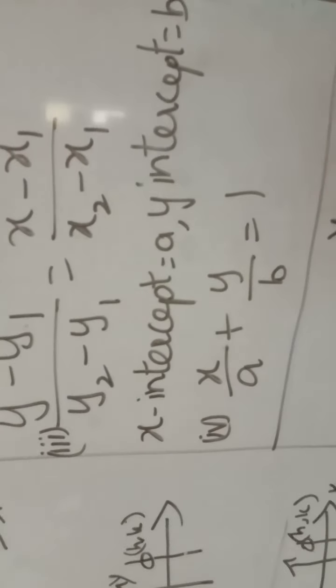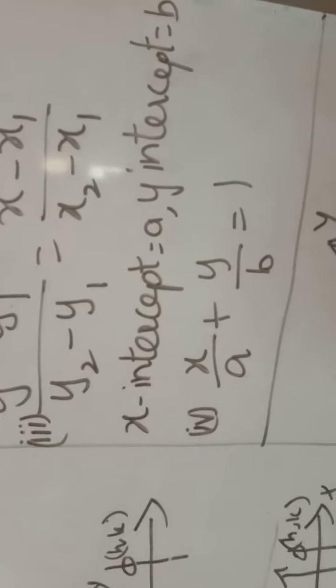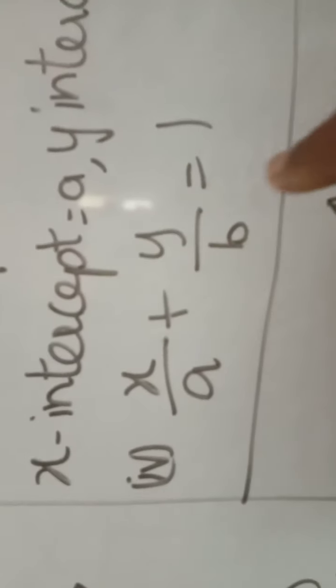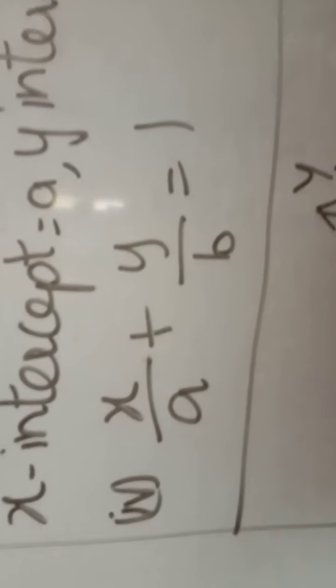Next, x-intercept A, y-intercept B. If x-intercept and y-intercept alone are given, this is the equation. We consider x-intercept as A and y-intercept as B, like this. Okay. So equation of this straight line is x by A plus y by B is equal to 1. What is it? X by A plus y by B is equal to 1.